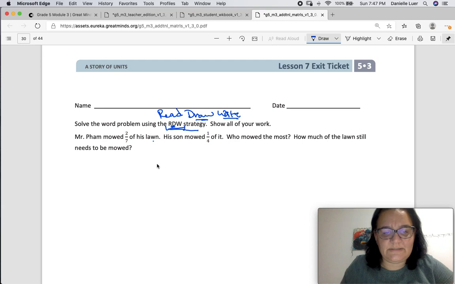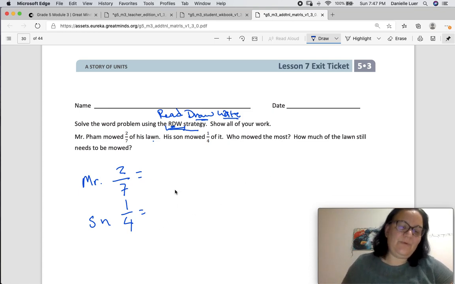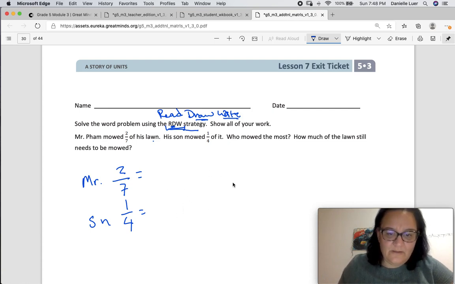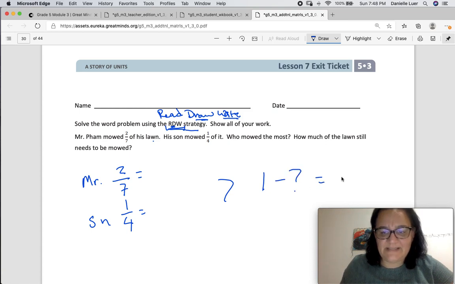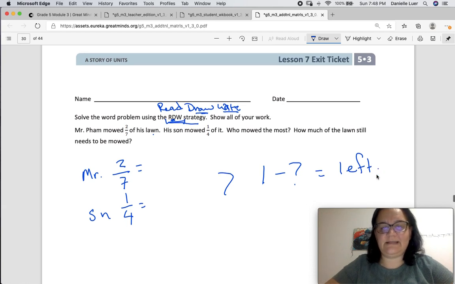Who mowed the most? So you're going to have to compare 2/7. That's Mr. Pham. And then his son is 1/4. So you're going to have to make sure that they have a common denominator. Who mowed the most? And then you're going to subtract one of those from the other and figure out who mowed the most lawn. And then you're going to subtract whatever that number is from 1 to figure out how much is left. Okay, this is way easier than that number 5.